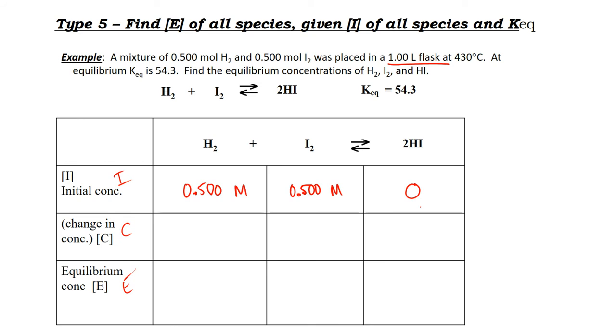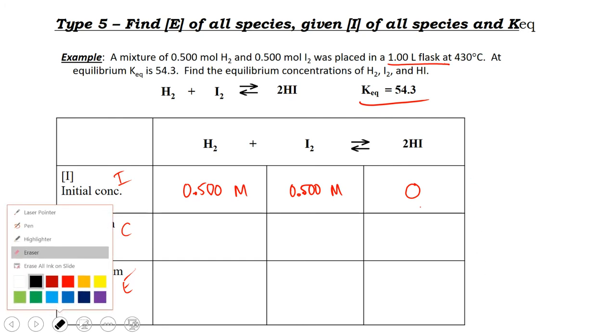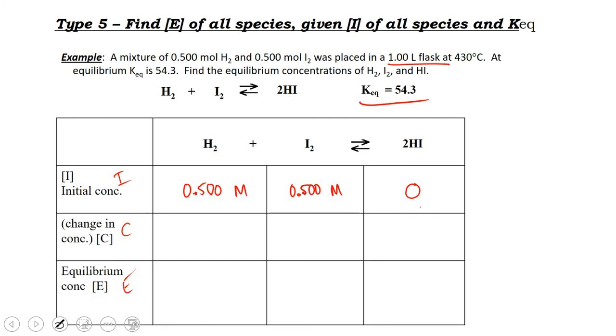What else do I know? At equilibrium, the KEQ is 54.3. Now this question all of a sudden got way different than the last one because I don't know anything else in this table. That's the only information they gave us. So this is definitely making things a little bit trickier. We're going to have to approach this in the same way, but it's going to turn out quite different in a second here.